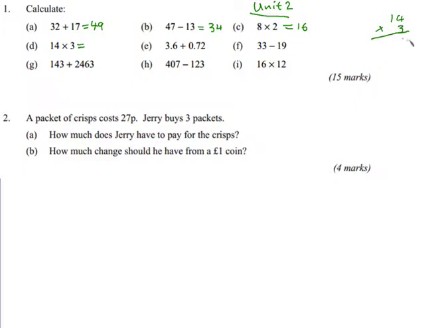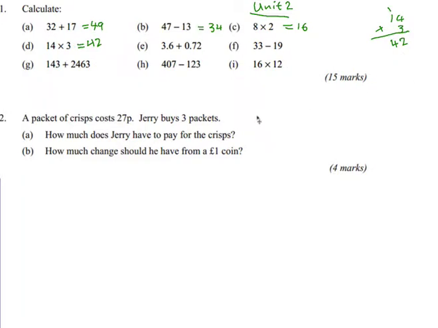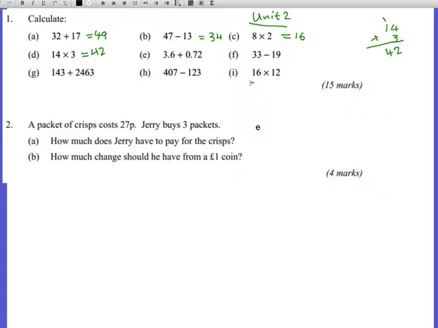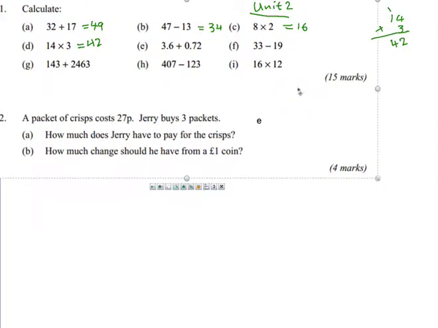14 times 3: 3 times 4 is 12, carry the 1, 3 times 1 is 3, plus 1 is 4, so it's 42. Next, 3.6 plus 0.72. Just allow me to lock this.